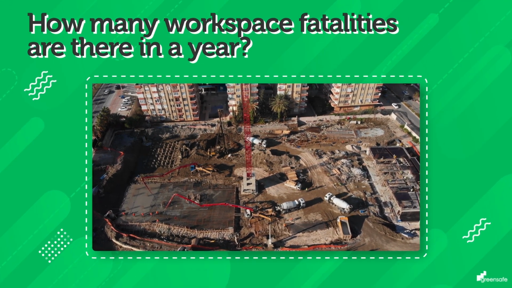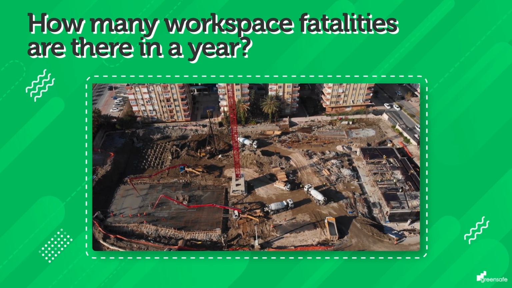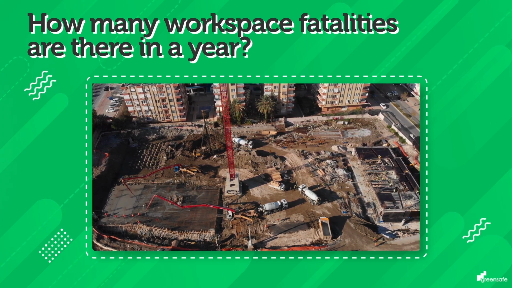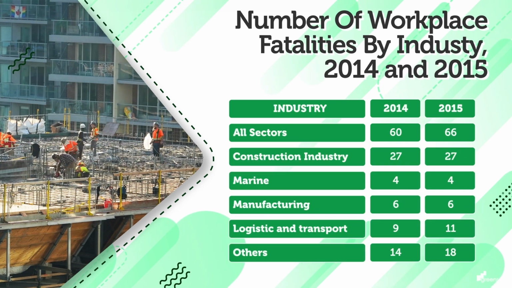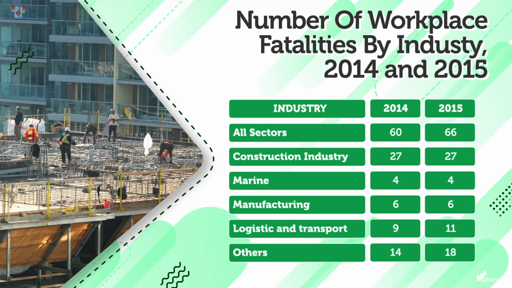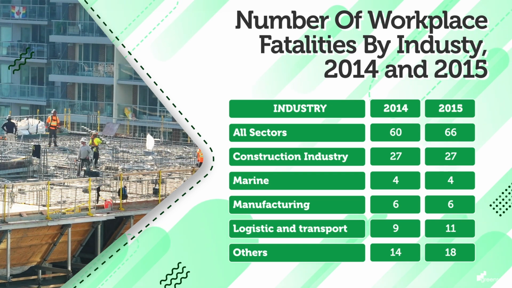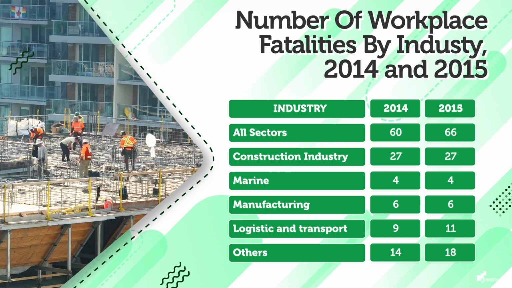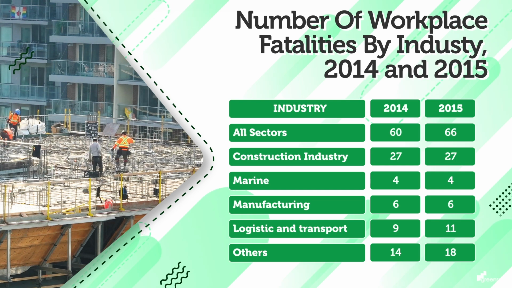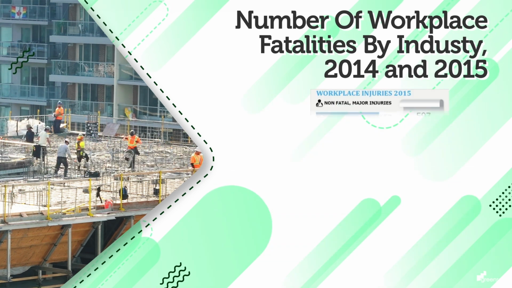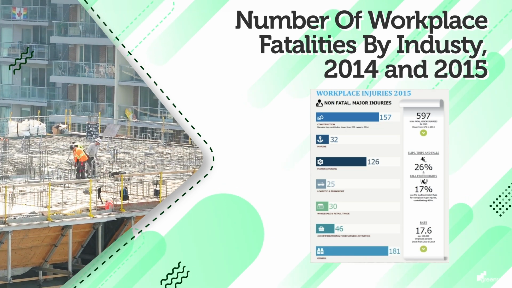I wonder how many workplace fatalities there are in the year? Why don't you make a guess? To give you a better perspective, take a look at this table. It gives you the statistics of the number of workplace fatalities listed by industry that have occurred in the years 2014 and 2015. A total of 60 and 66 fatalities in 2014 and 2015 respectively cannot be considered a small number. Here's an infographic table showing statistics that prove what these injuries are.